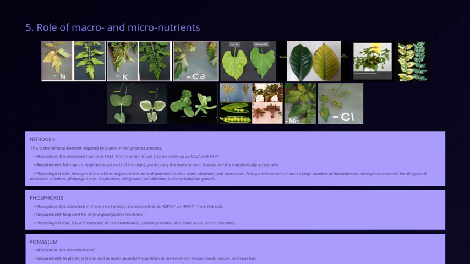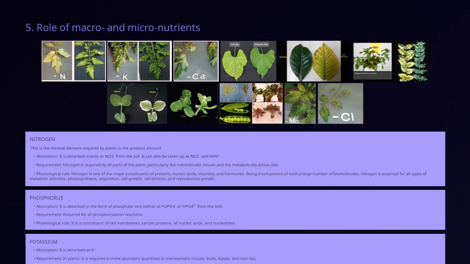Potassium is a key component of cell membranes, proteins, nucleic acids, and nucleotides. It's necessary for phosphorylation reactions and helps regulate osmotic pressure. Potassium is absorbed as K+ ions and is vital for overall plant health.